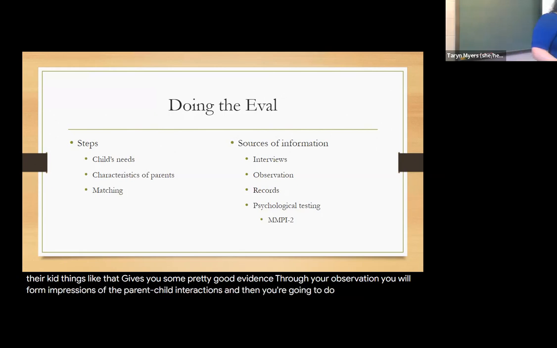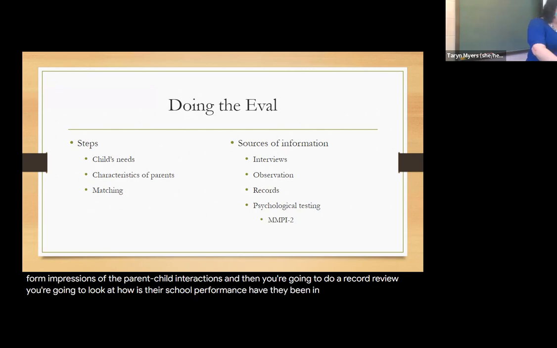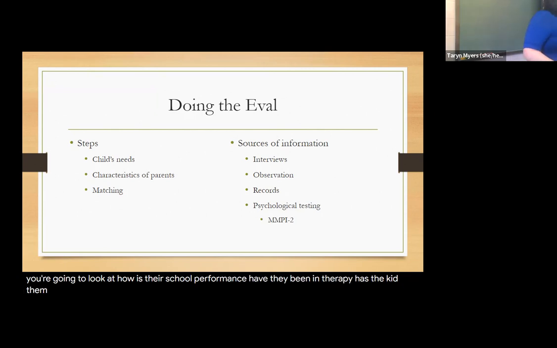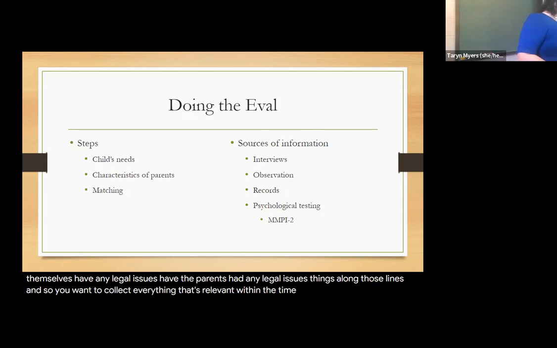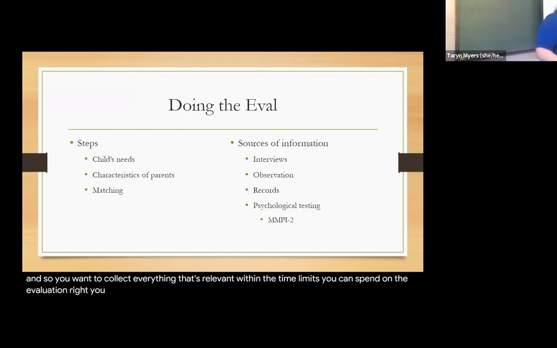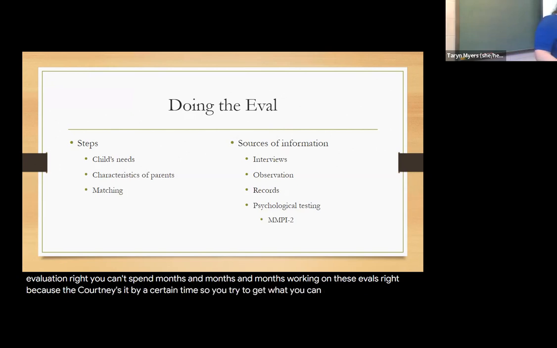And then you're going to do a records review. You're going to look at how is their school performance? Have they been in therapy? Has the kid themselves had any legal issues? Have the parents had any legal issues? Things along those lines. And so you want to collect everything that's relevant within the time limits you can spend on the evaluation, right? You can't spend months and months working on these evals, because the court needs it by a certain time. So you try to get what you can.